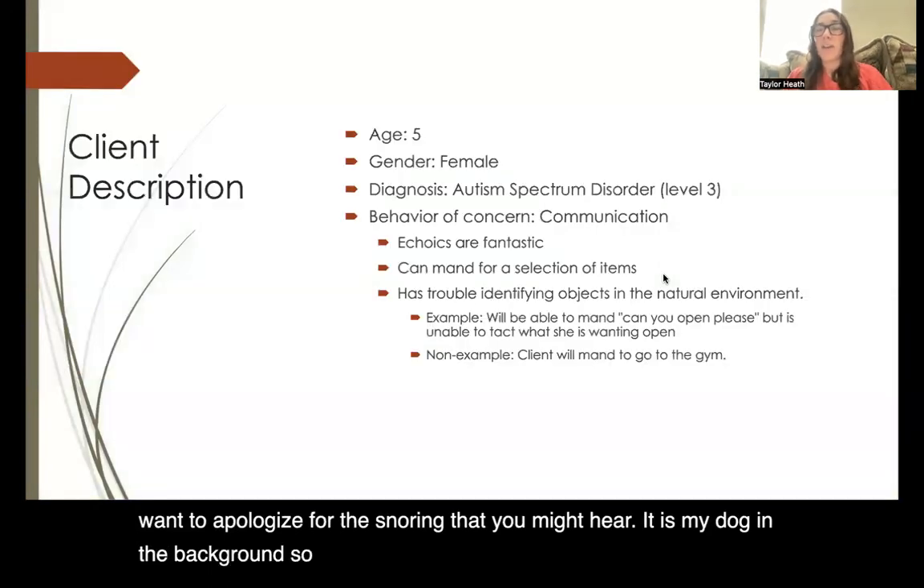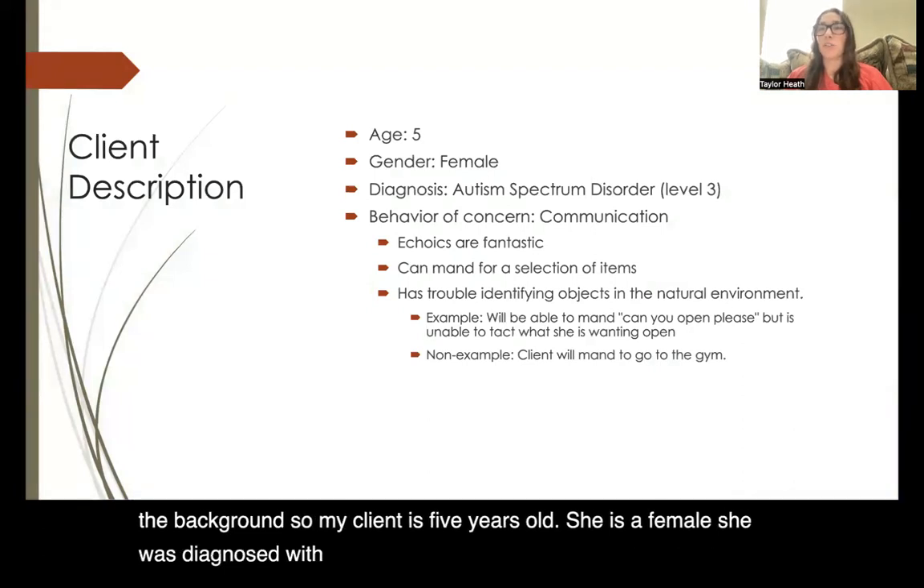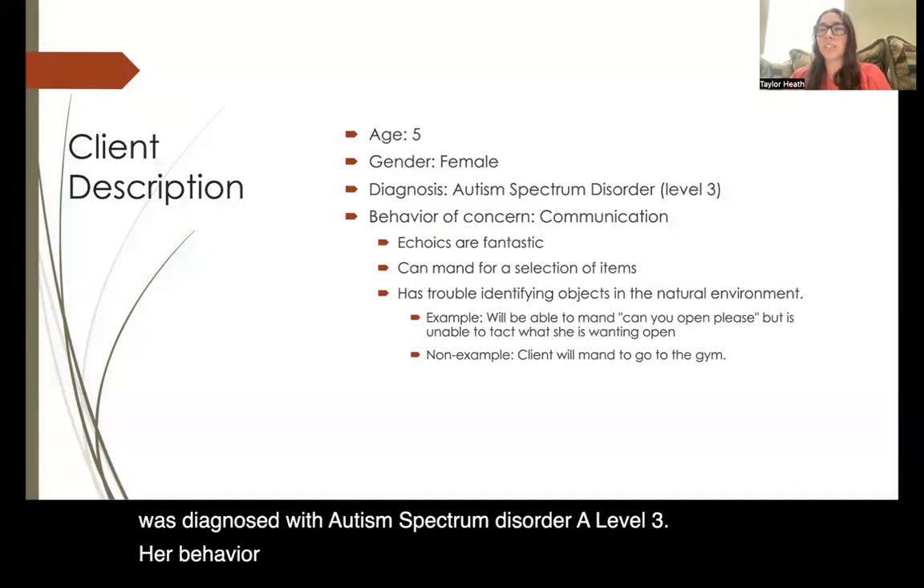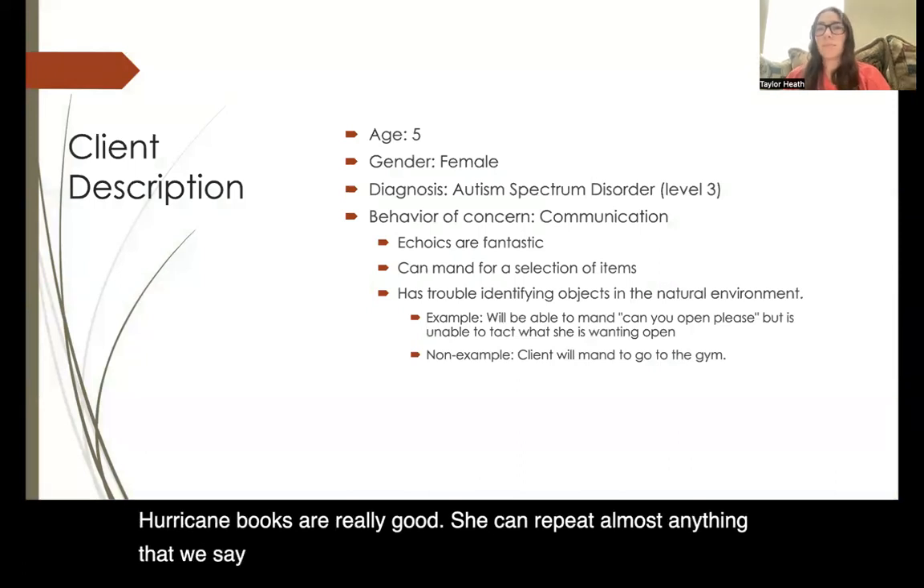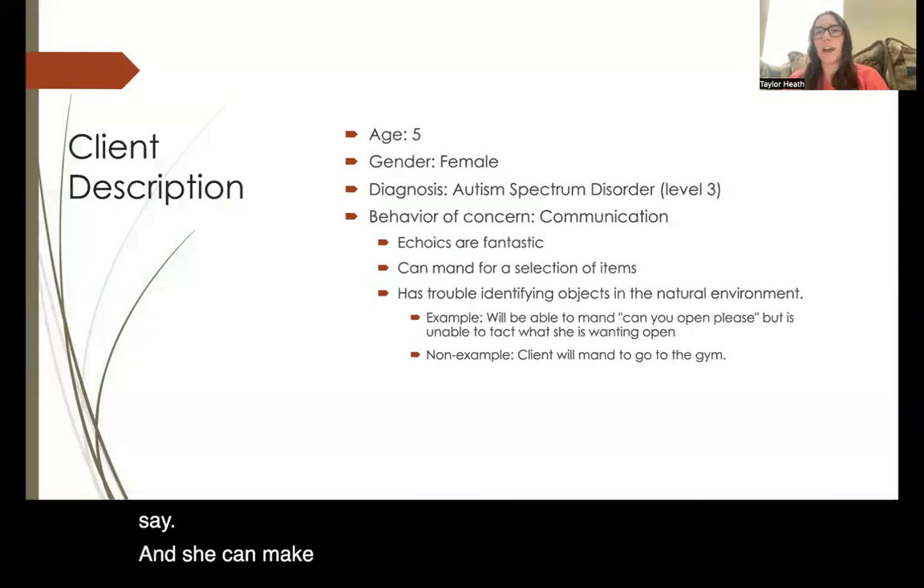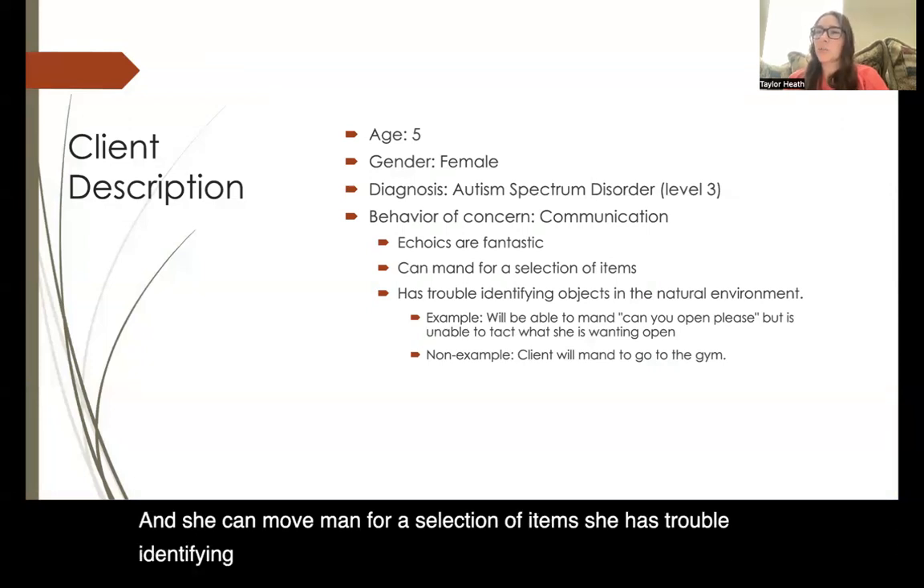So my client is 5 years old. She is a female. She was diagnosed with autism spectrum disorder, level 3. Her behavior concern is communication. Her echoics are really good. She can repeat almost anything that we say, and she can mand for a selection of items. She has trouble identifying objects in the natural environment, so tacting those objects.